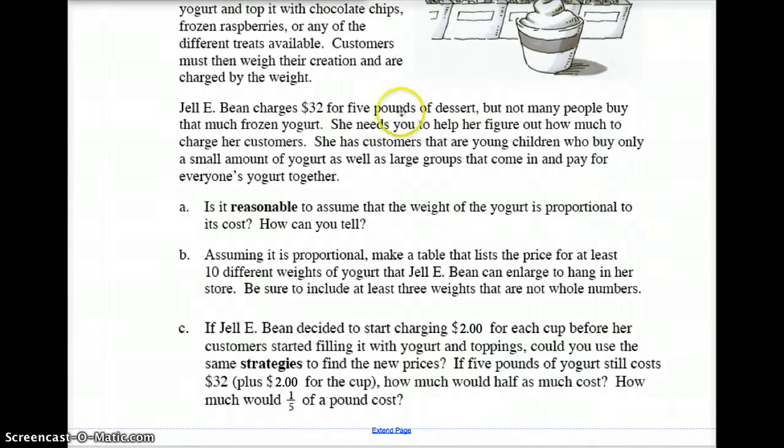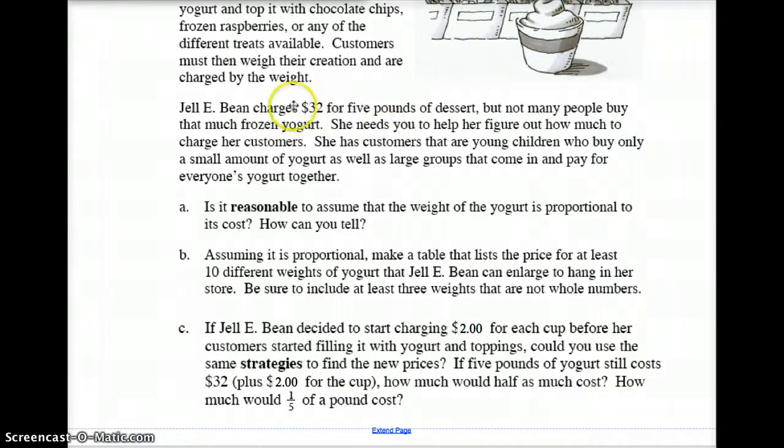Now you can put on as many toppings as you want. I mean, you can add raspberries, you can add Skittles or M&Ms or strawberries, raspberries, blueberries, you name it, whatever you want to put. Heck, put croutons on there for all I care. Whatever you put on there is your choice. All Jelly Bean does is charge by the pound, okay?